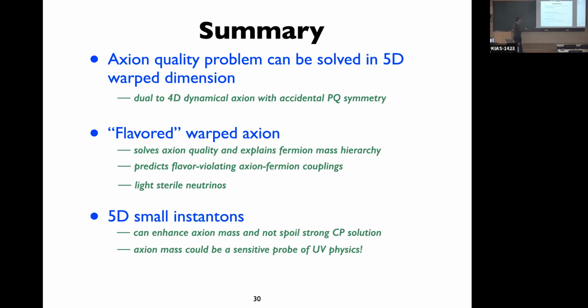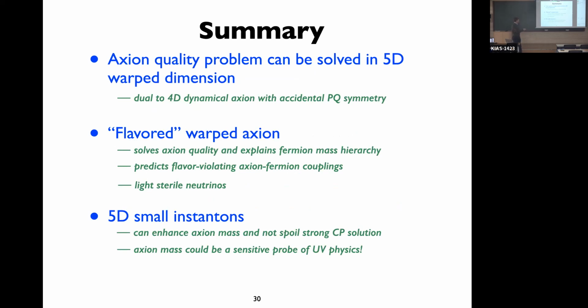All right, so this is just my summary. The axion quality problem can be solved in 5D, and that's the dual interpretation. Then you can flavor this solution. In other words, you can end up putting more constraints on the model by solving the fermion mass hierarchy. The feature of that is you predict these flavor-violating axion-fermion couplings.